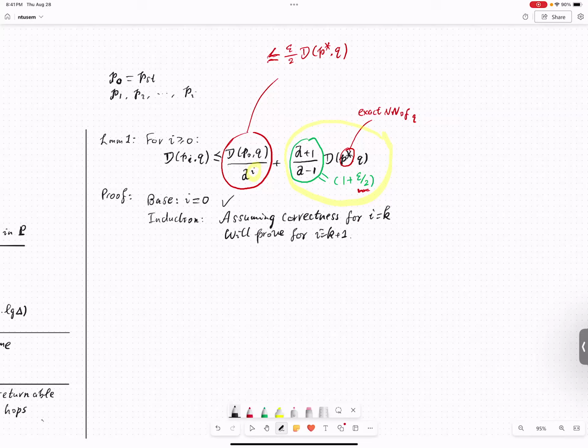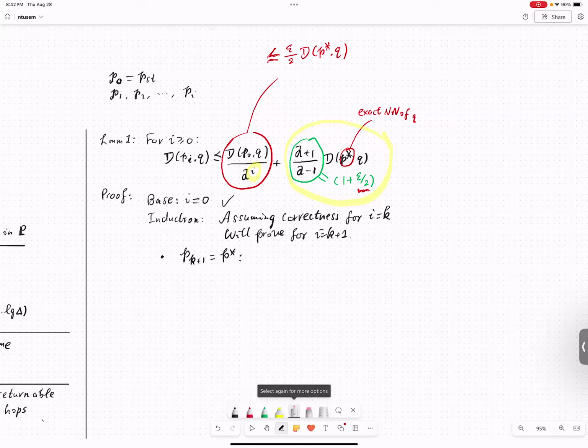All right. So p_k was our previous hub, and the next hub is p_{k+1}. Let's consider two possibilities. The first possibility says that this p_{k+1} happens to be p star directly. If this is the case, let's look at the inequality.